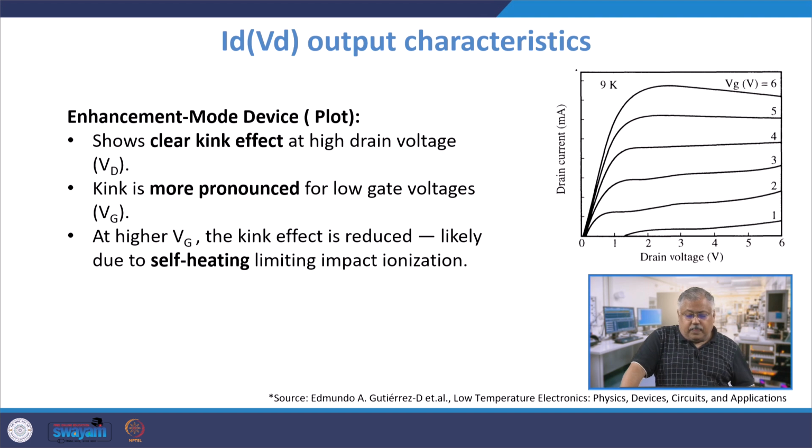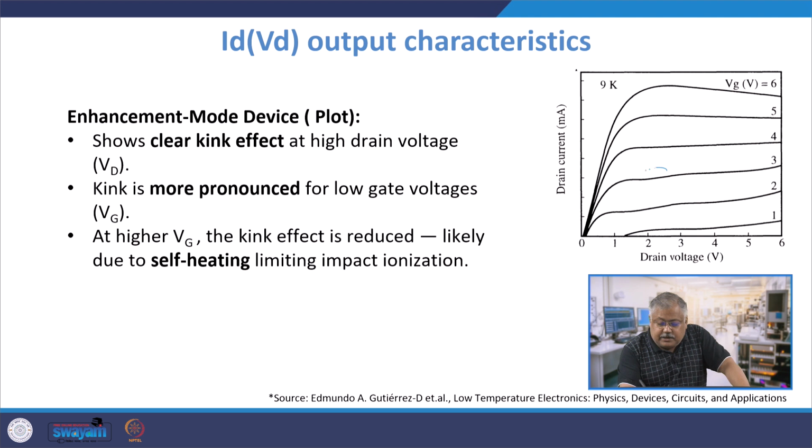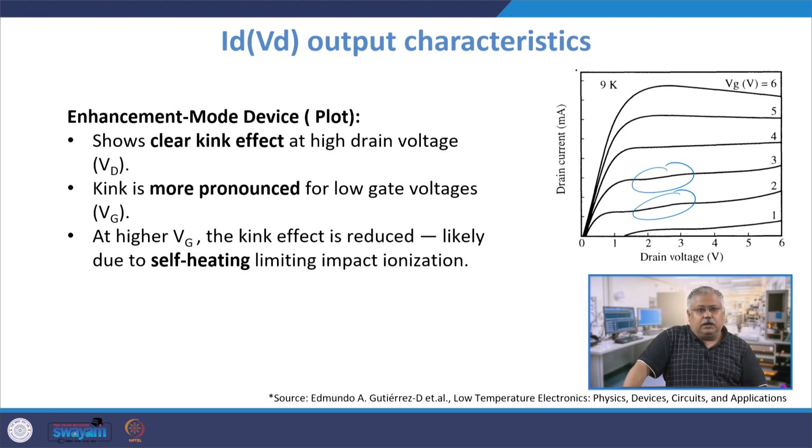Now, as I discussed with you, at lower values of VG, you can see there is a small amount of kink effect happening at these two places. And the kink effect, as I discussed with you, is more pronounced at low voltages and less at the high voltages. This is primarily, at this stage we will not go into details, because of self-heating limiting impact ionization, right. So, impact ionization has an effect on self-heating which reduces the kink effect.